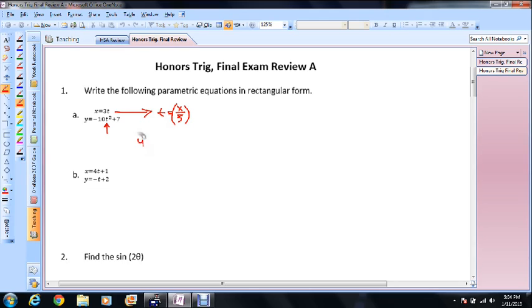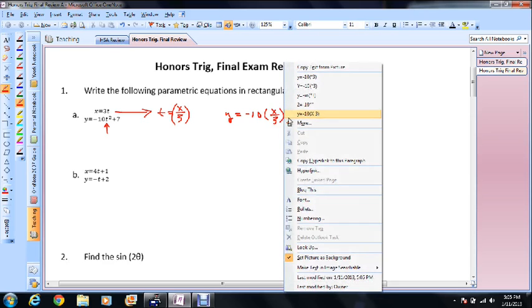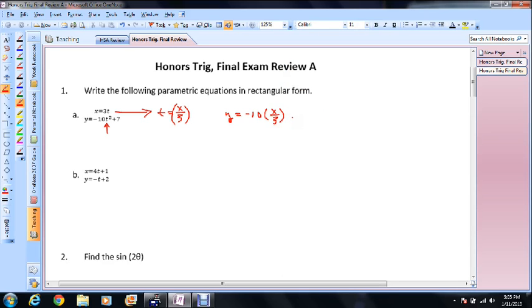So what we get is y equals, you know what, let me come over here and do that instead. I'm going to run out of room. What we get is y equals negative 10 times x over 3, that whole fraction being squared, plus 7.